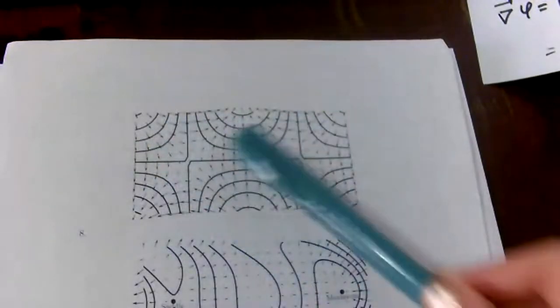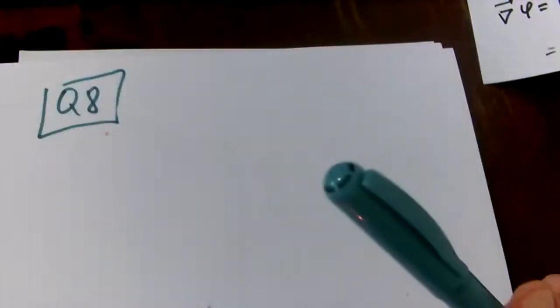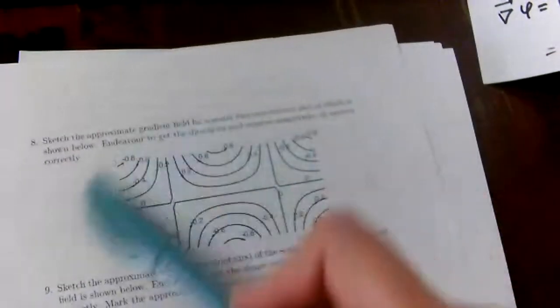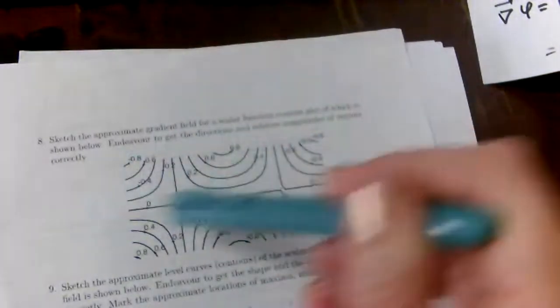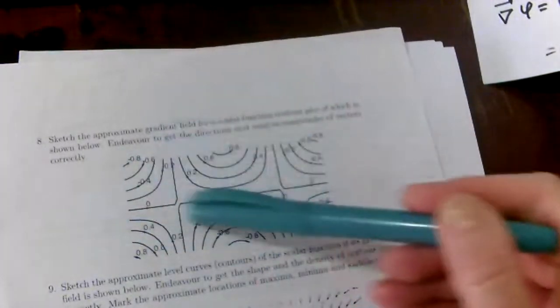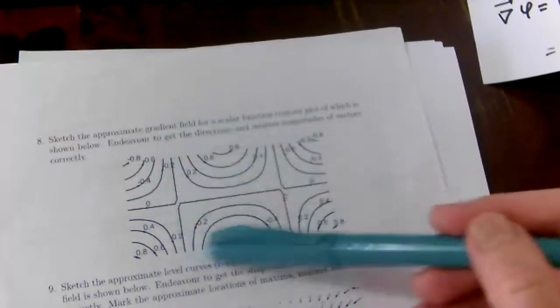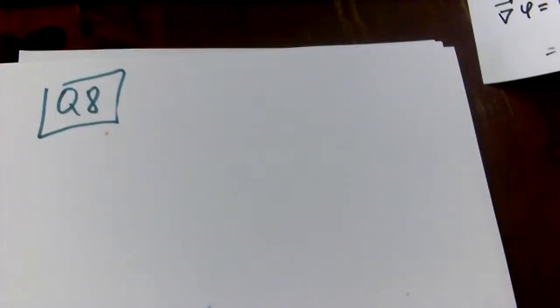You have 6 pictures here with 6 scalar fields. Sorry, I'm showing the wrong picture. So this is the picture. This is question number 8, and you have 6 plots here: 1, 2, 3, 4, 5, 6, and in each case you are asked to plot the gradient vector. But I'm not going to do all of them. I'm going to do only this one. So let's copy this picture here.